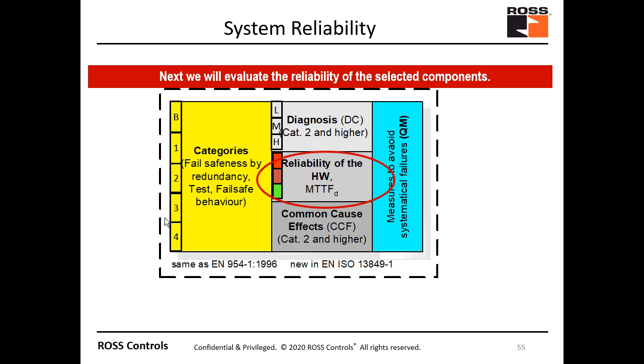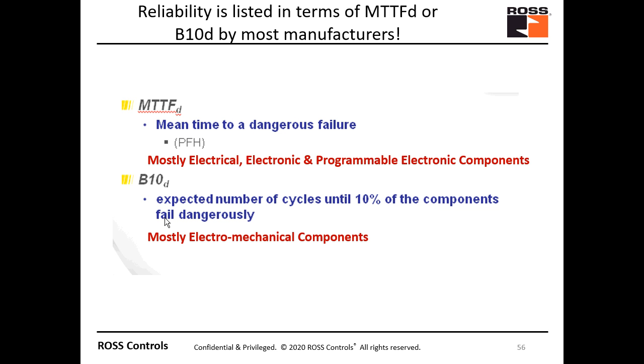The next piece we have to look at is reliability of the hardware. And what you see a lot of times with electrical devices, you will either see a PFHD or an MTTFD. Basically what this is, is a failure rate, a failure rate of dangerous failure. On electromechanical devices like a contactor or a valve, you're going to see a term called B10D. This is when 10% of the products being tested fail to a dangerous state. B10D is for electromechanical components, okay? So for solid state and electronic components, you'll have MTTFD or PFHD. For electromechanical, it's going to be B10D.